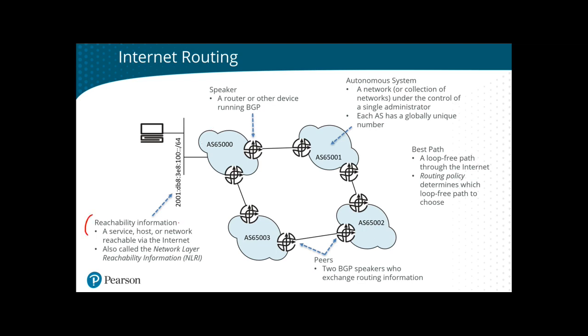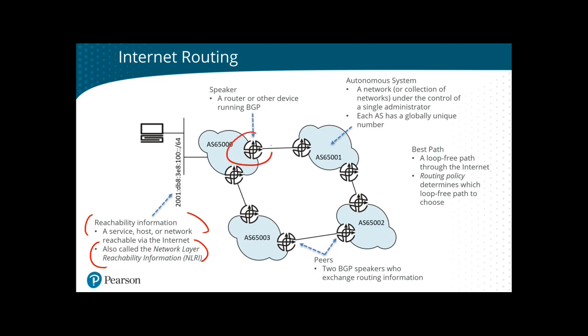First of all, we have what's called reachability information. Now, we normally call this a route, but a route is not a destination. A route is a destination with a path. So what we have is what's called network layer reachability information, or just reachability information. This is a service, a host, or a network that's reachable via the internet. An NLRI or a reachable destination does not become a route until you add attributes to it, so things like an AS path.